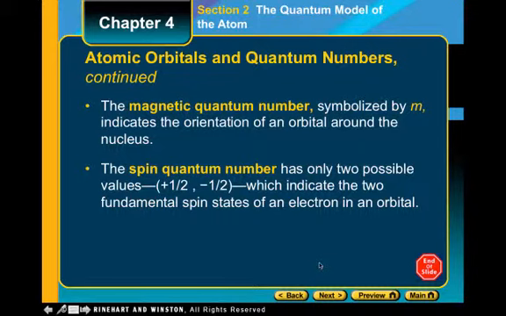And then the last two is the magnetic quantum number, which they represent with the letter M. It's going to indicate the orientation of an orbital around the nucleus. So let's look at our S orbital, our sphere. The nucleus is right in the middle. Is there any way I can orient that to get a different shape or different orientation? No. So there's only one orientation. The S is called the sublevel, but there's only one orbital in the S sublevel.